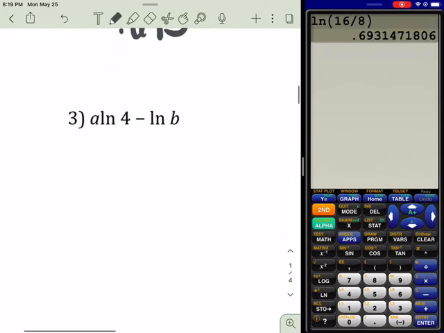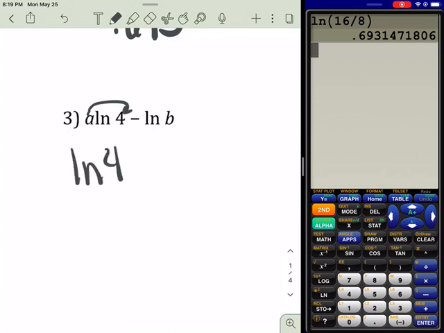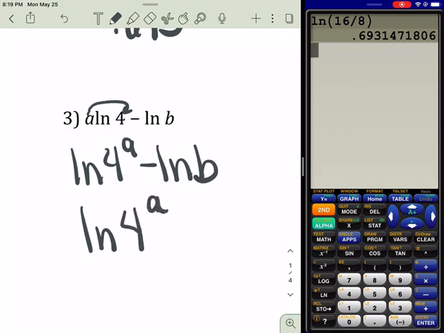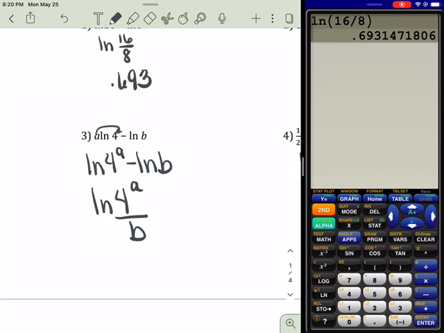All right, so let's try number 3 here. It says a ln of 4 minus ln of b. So remember, the a up in front becomes an exponent. So this is ln of 4 to the a minus ln of b. Now remember, subtraction means division. So ln of 4 to the a all over b. And that's how we would leave it.